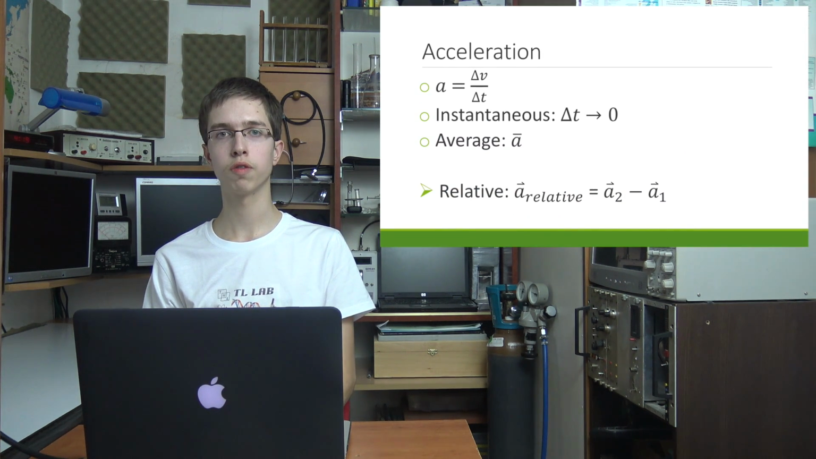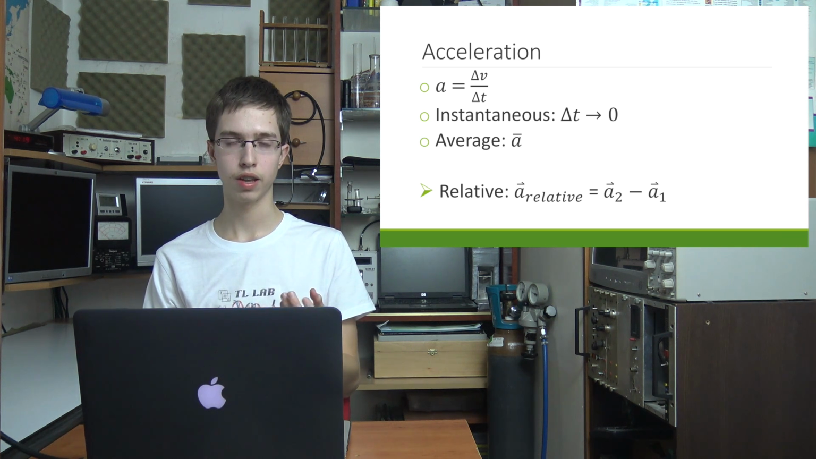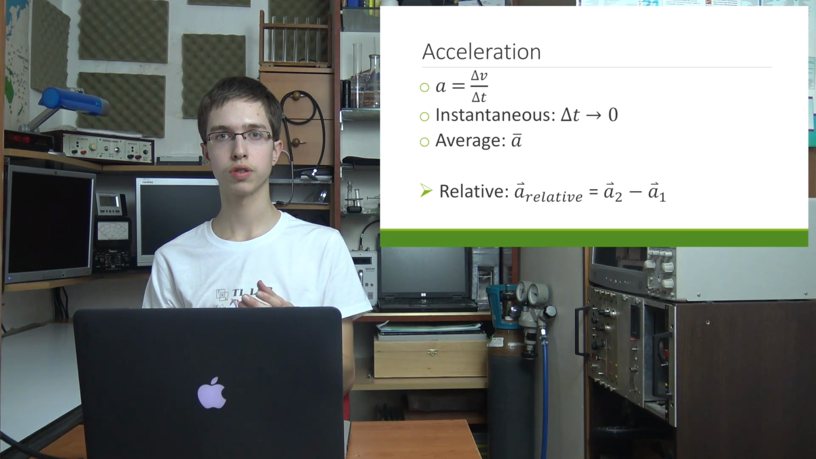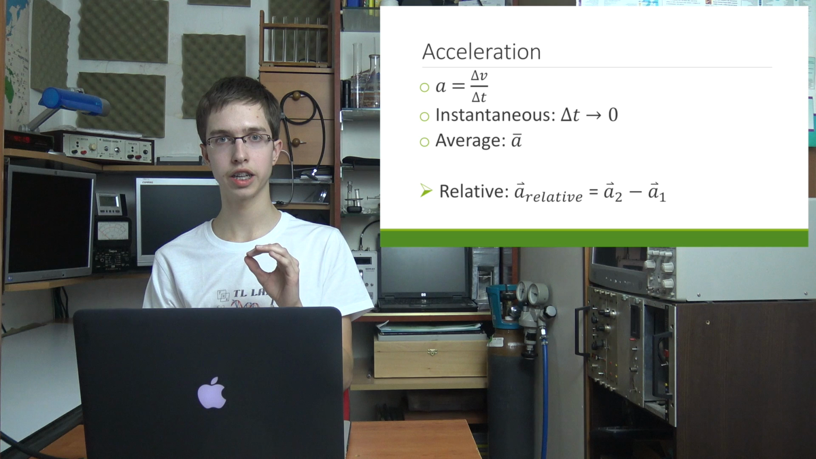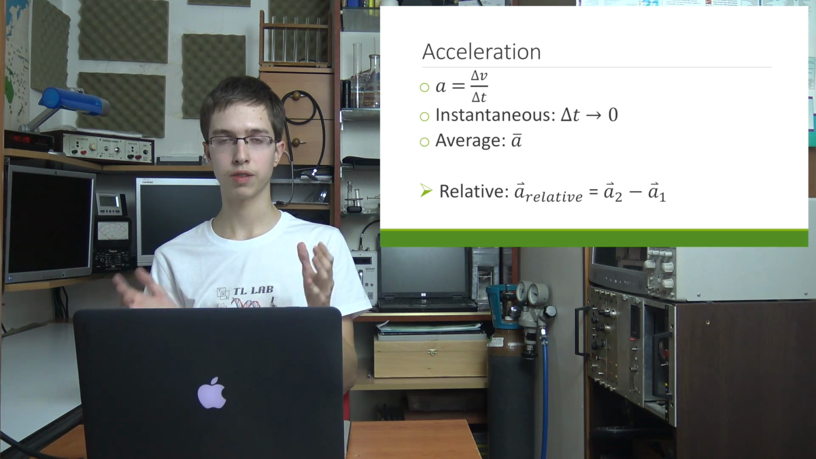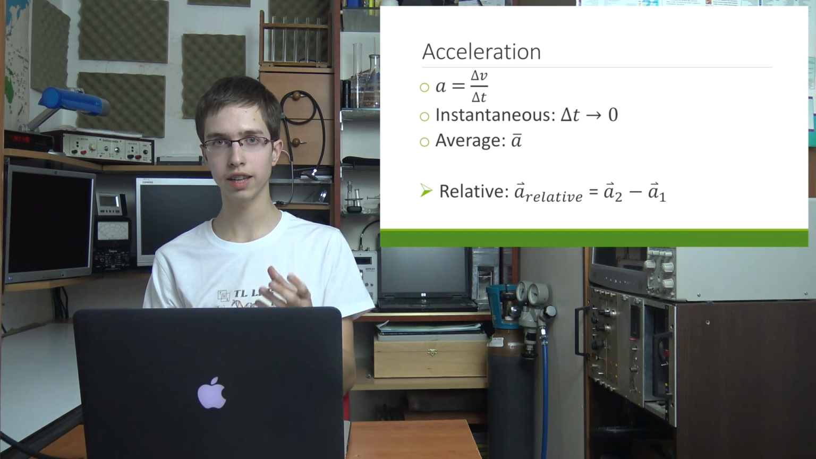Acceleration is the proportion of velocity change and the time interval in which that velocity change happened. It can also be, like velocity, instantaneous or average. So instantaneous acceleration is when we choose a very small time interval, so one moment in the body's motion, and average acceleration is acceleration at some bigger, arbitrarily chosen time interval. And relative acceleration is again, like in relative speed, the difference in the acceleration of two bodies.